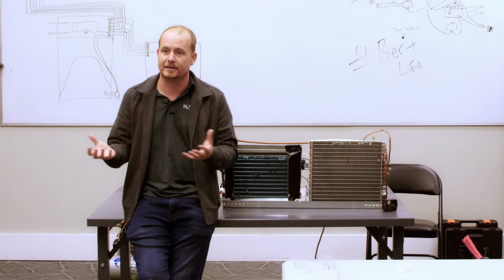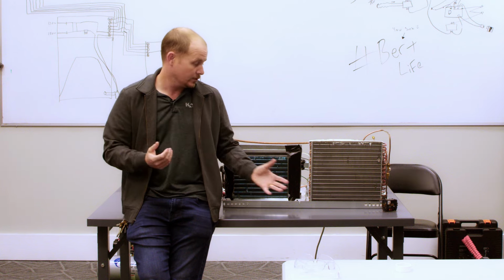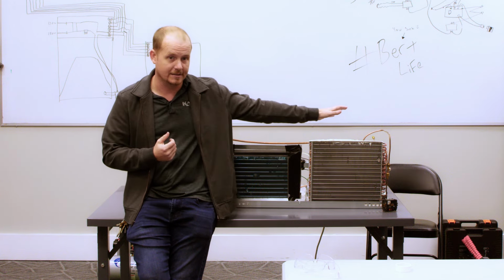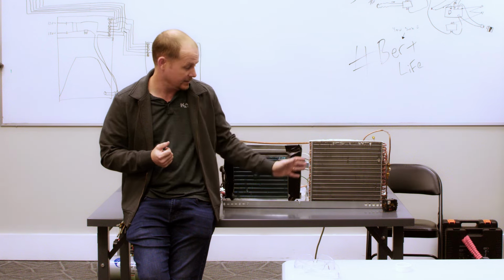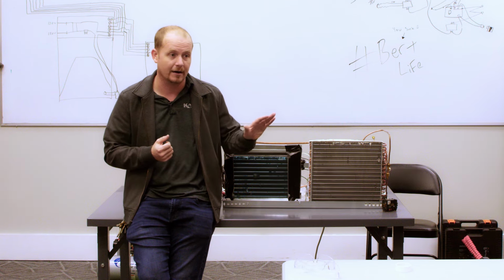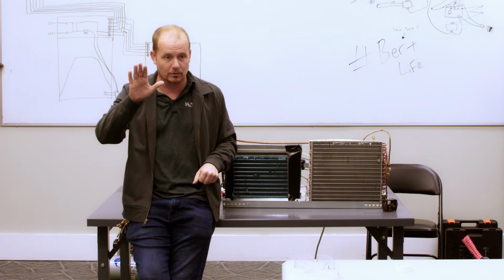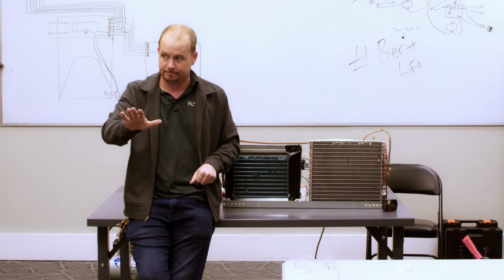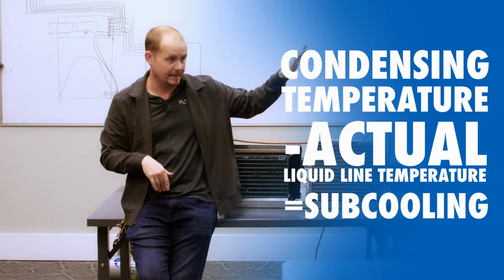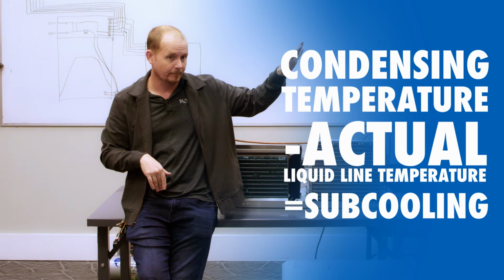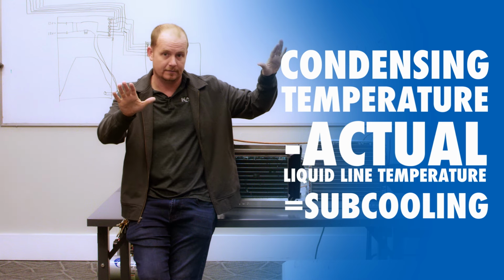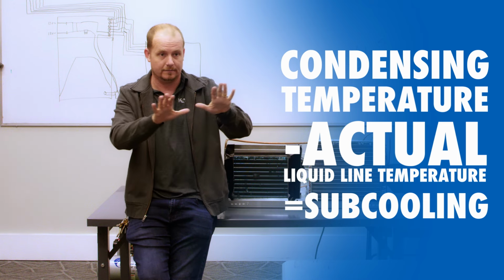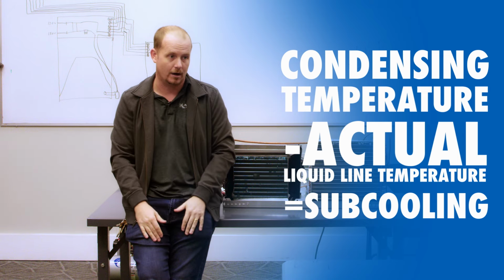Subcool tells us a lot because it's a compound measurement. So, starting with what Britton said, we figure out what our liquid line saturation temperature is. That tells us our condensing temperature. Now we compare that to what our actual liquid line temperature is. All right, so condensing temperature minus our actual liquid line temperature equals subcooling, right? How much temperature did it drop?